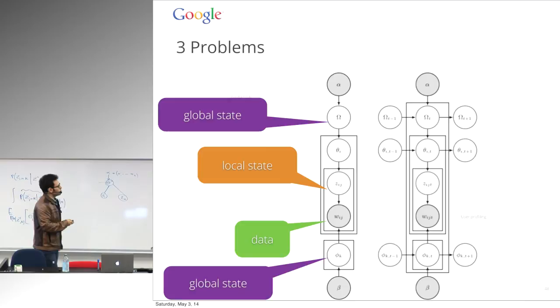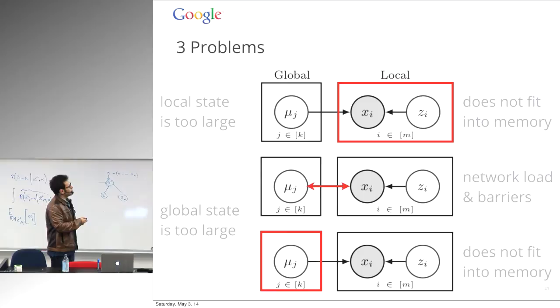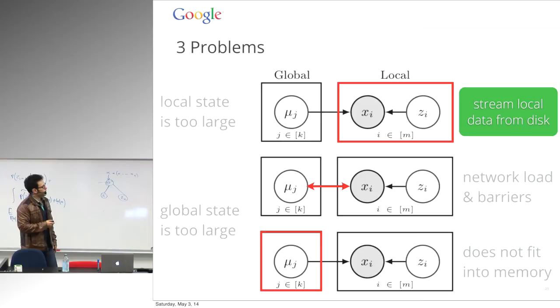So we have three problems that we need to address. The first problem is that the local state, which is the cluster assignment for each data point in this case, still does not fit in memory, because you might have 100 billion examples. You can't put Z in memory. But actually, this is not a problem, because we can stream this from disk. I can keep the data on disk, and for each data point, I store the corresponding class label with the data point. And when I want to process a data point in the Gibbs sampler, I just load the data and the local state of this data from disk, process it, and write it back. So that's easy, I can deal with it. You don't have to put all the variables in the graphical model in memory.